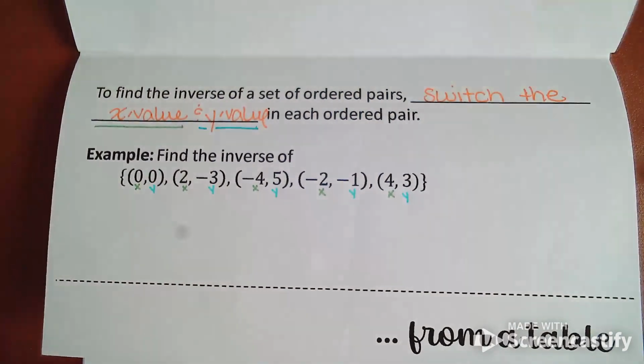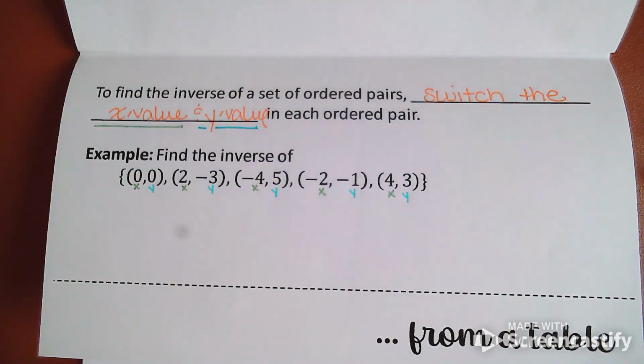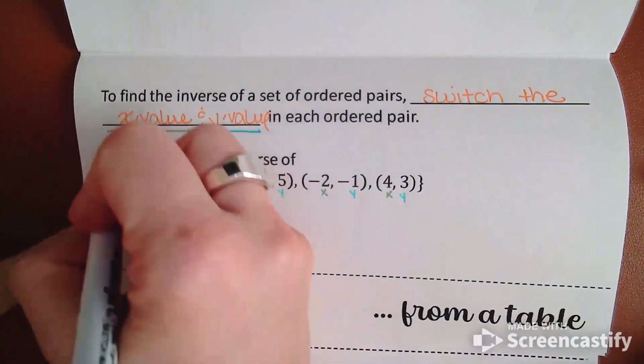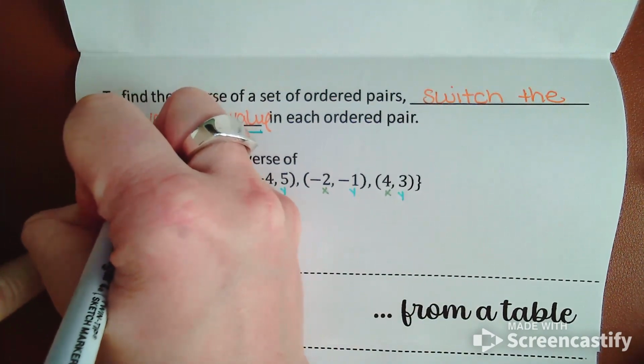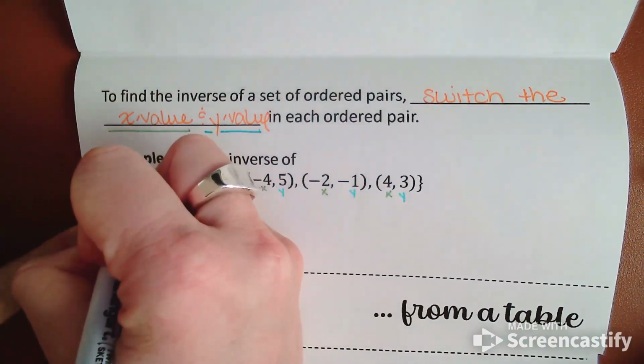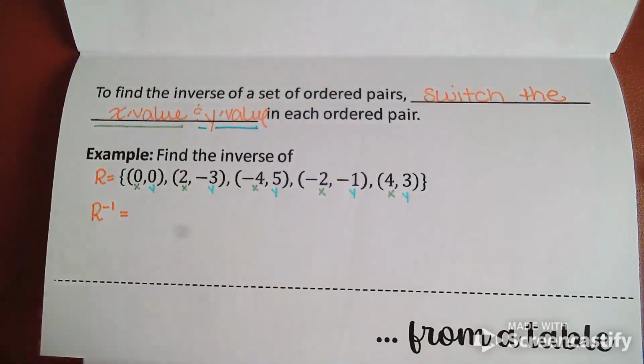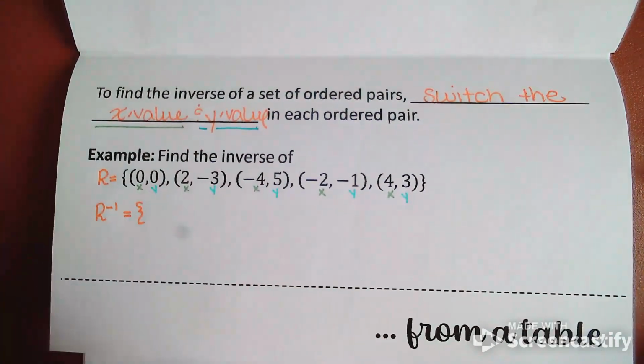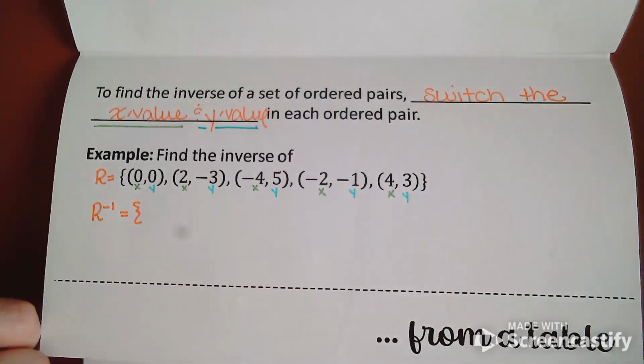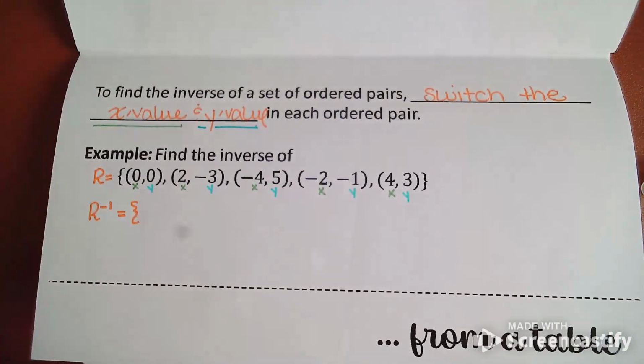So if this was, let me get my orange pen real quick. If we're saying that this original set of ordered pairs, oh, there it is. Sorry, I couldn't find my marker. If this is a relation, we'll call it R, then if we want to find R inverse, we will take and switch all of these ordered pairs. So we will start and flip those around.